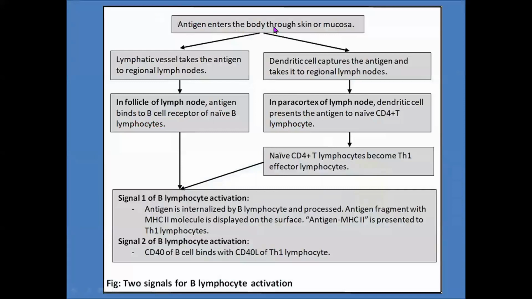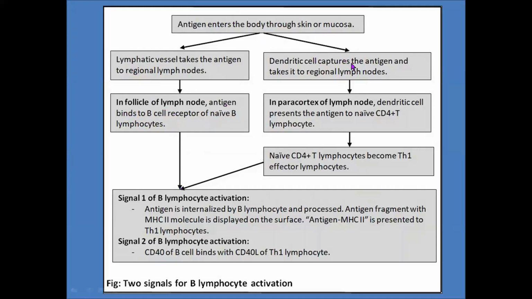Antigen enters the body through the skin or mucosa. Lymphatic vessel takes the antigen to regional lymph nodes. In the follicle of lymph node, antigen binds to B cell receptor of naive B lymphocytes. Naive B lymphocyte means these lymphocytes have never been exposed to antigen before.